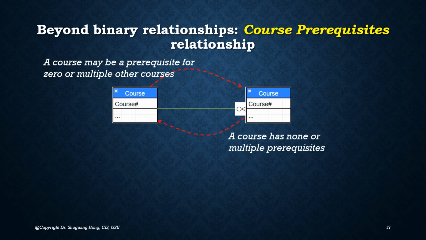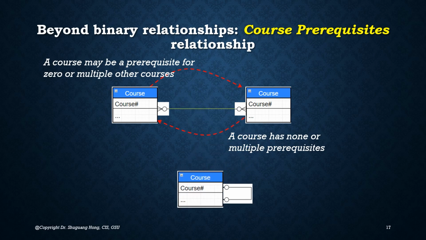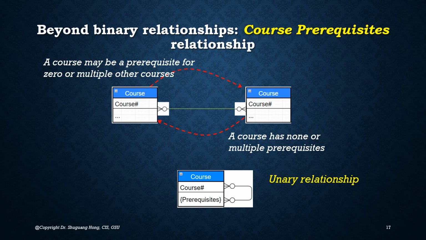A course has none or multiple prerequisites. For example, CIS 2010 has no prerequisite course, but CIS 4970 Field Study has 4 prerequisites: CIS 3260, CIS 3001, CIS 3300, and CIS 3730. This kind of relationship is different from binary relationships in that the entity types associated with the relationship is the same entity type, course. That is, the relationship loops back to the same entity type. Such a relationship is called a unary relationship.